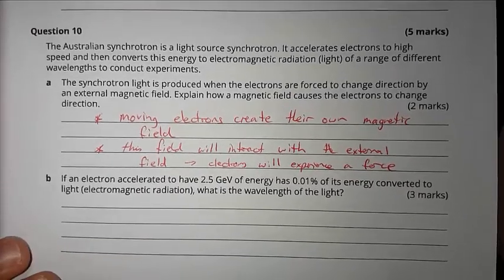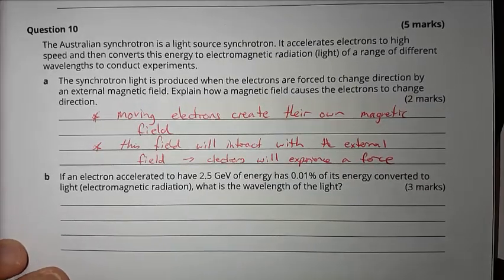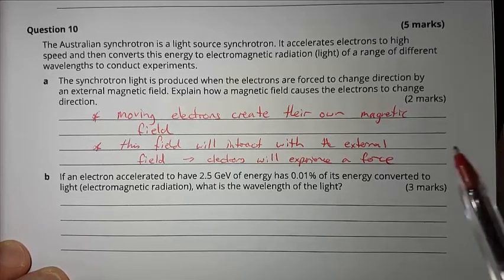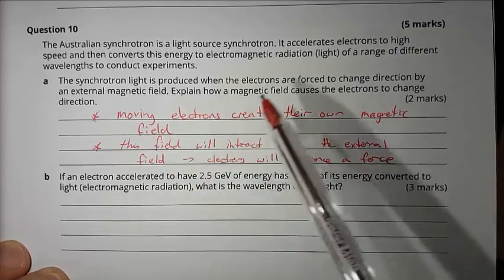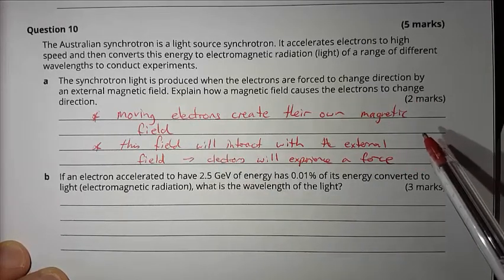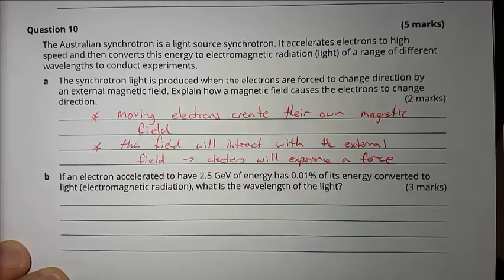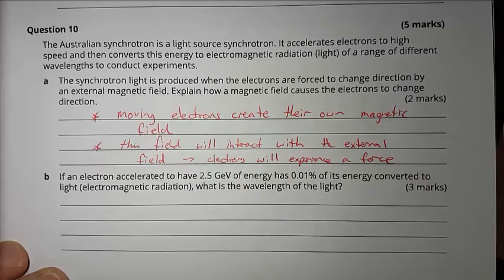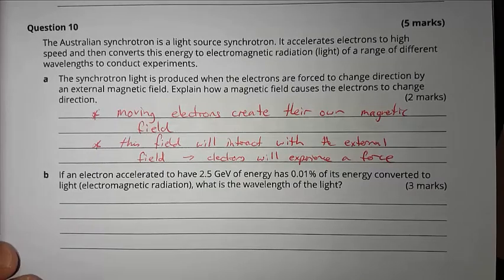Alright, question 10. The first one's just asking why electrons change direction in a magnetic field. We all know they do, but it's asking how you would articulate that answer. You can say moving electrons create their own magnetic field, and that field will interact with an external field, so the electrons will therefore experience a force and change direction.